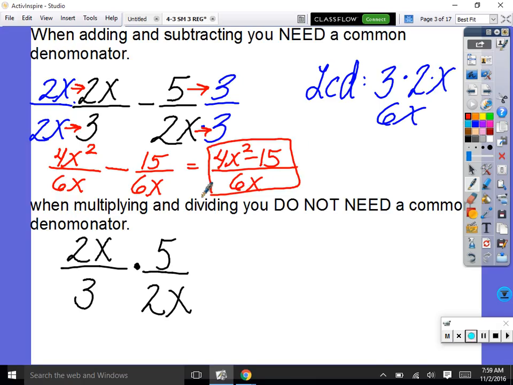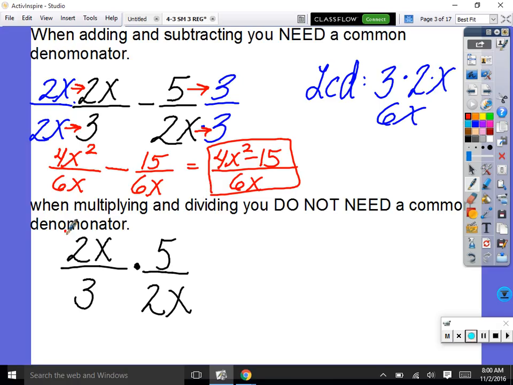Pretty simple, right? All right, now people on the test start to miss things because they get the ideas confused. They see this and say, I need a common denominator. Isn't it multiplication? You do not need a common denominator. If you get a common denominator, you're going to get it wrong. So we do not need a common denominator here, so we would just simplify, correct?